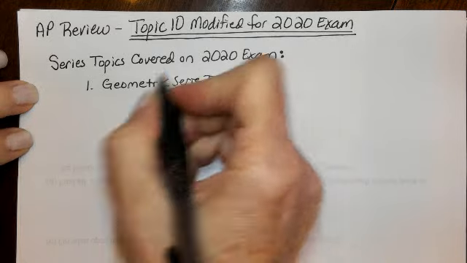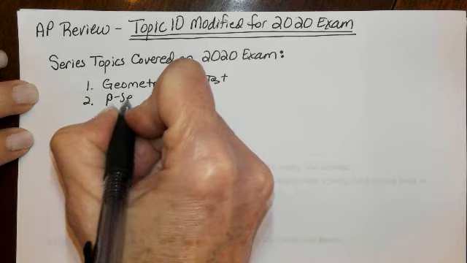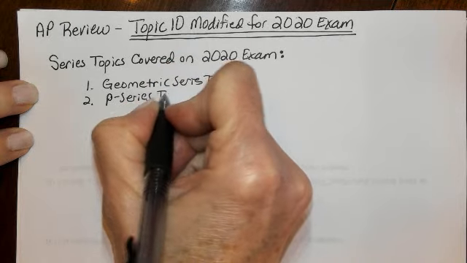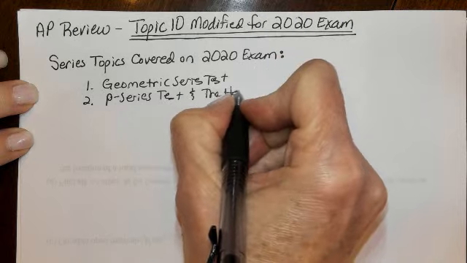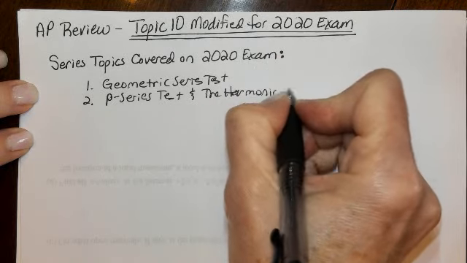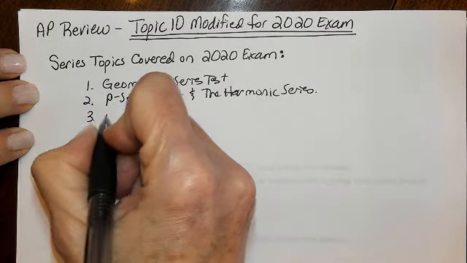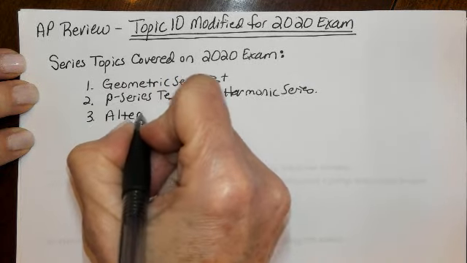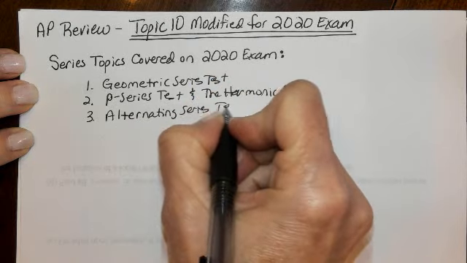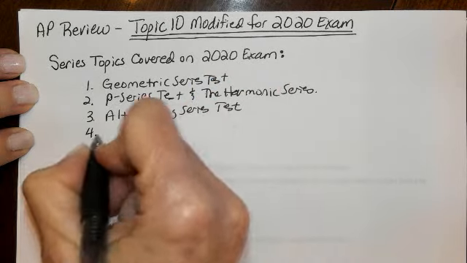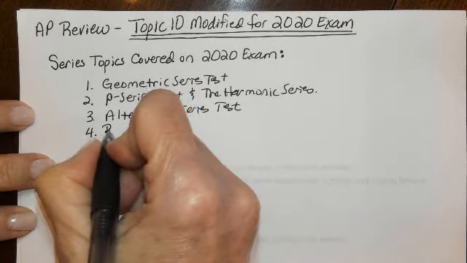Okay, so we'll discuss that. They're going to cover the P-series test and the harmonic series. So we'll review what those are. Also the alternating series test. And the last convergence test that they're going to cover is the ratio test.